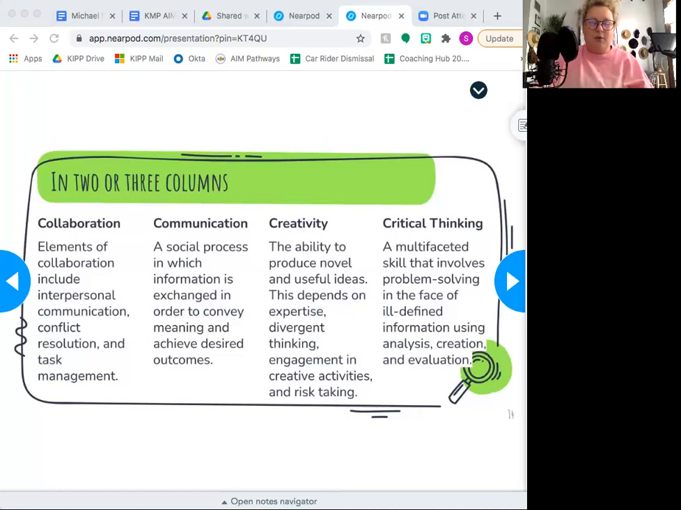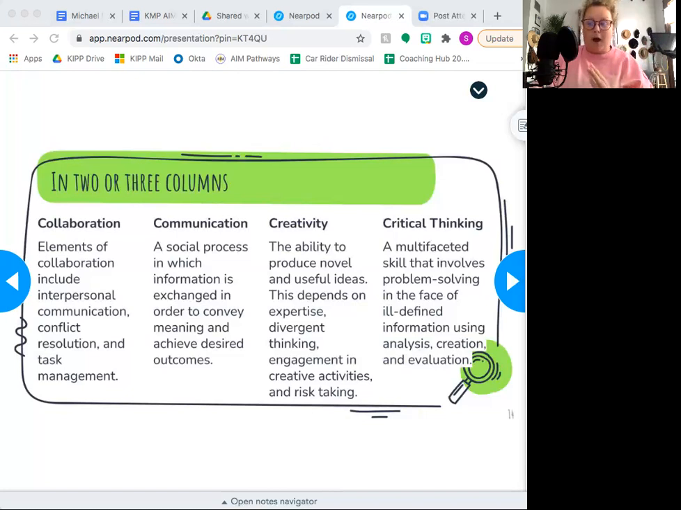Creativity is the ability to produce novel and useful ideas. This depends on the level of expertise in a given subject, the ability to engage in unconventional or divergent thinking, intrinsic motivation to engage in creative activities, and personality factors, such as a tolerance for ambiguity and preference for risk taking. Finally, critical thinking is a multifaceted skill that involves problem solving in the face of ill defined information using systems analysis, argument analysis, creation, and evaluation.